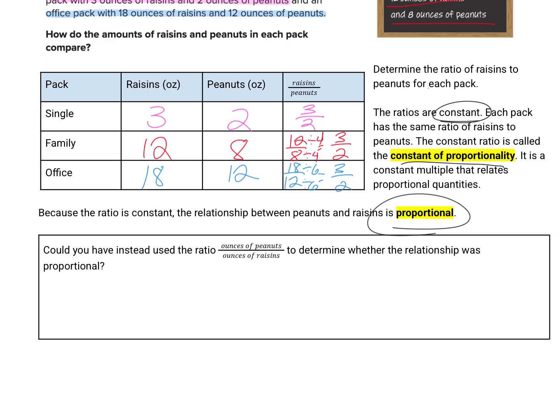All right, now that you've had a chance to think about that question, let's talk about it. So again, it said, could you have instead used the ratio ounces of peanuts to ounces of raisins to determine whether the relationship was proportional? So the answer is yes here. The reason why is if I would have flipped the order and done peanuts on top and raisins on the bottom, we would have had a ratio of 2 to 3 for each of these. But that's going to still be the same for every single one. For the single, the family, and the office packs would all have a ratio of peanuts to raisins as 2/3. So because those ratios are all still constant, this is still a proportional relationship.